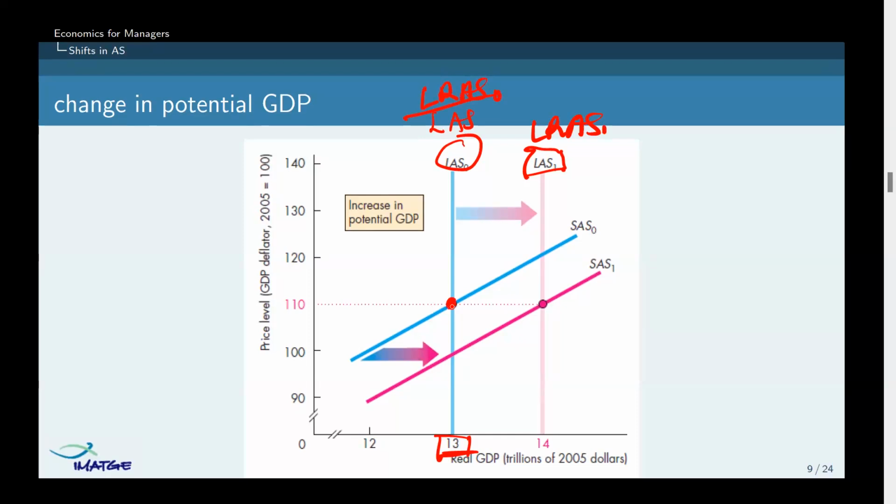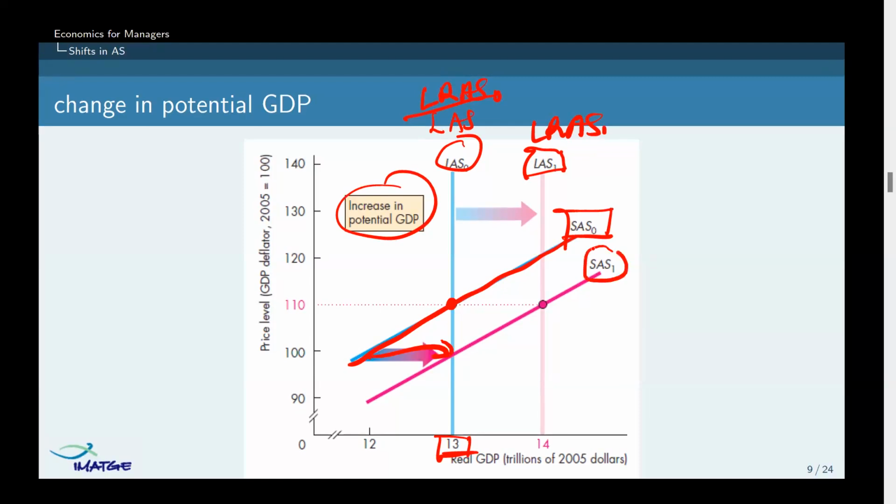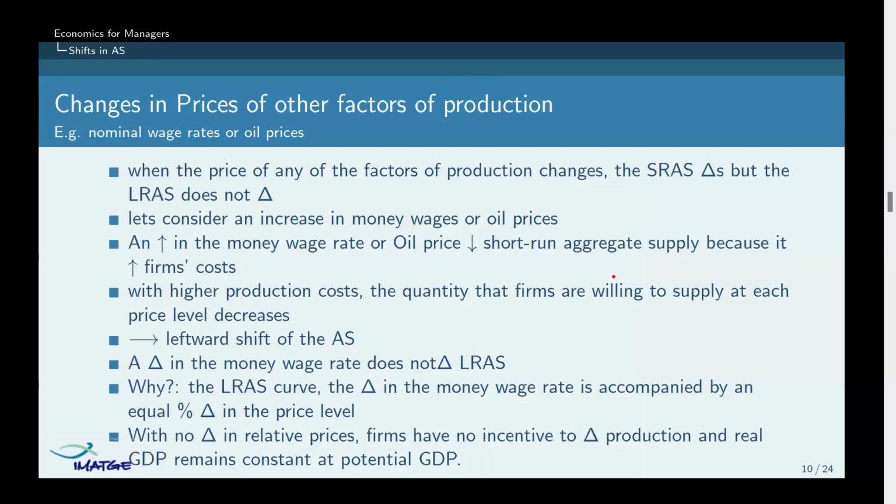But remember, we had a short run aggregate supply curve initially before this change. So an increase in potential GDP will result in the short-run aggregate supply curve also shifting to short-run aggregate supply curve 1. I think this is clear, right? So changes in... Doc, sorry, yeah.